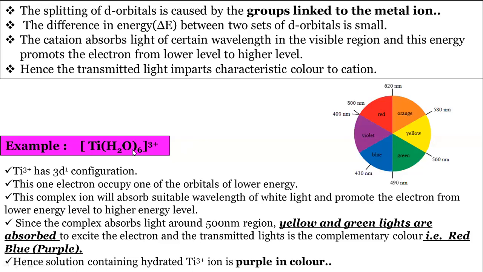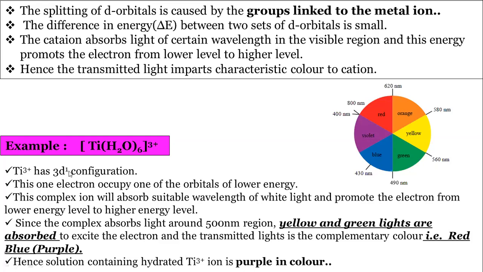So [Ti(H2O)6]3+ is purple colored. First we have to write the electronic configuration of titanium. You know, scandium is 21, titanium has atomic number 22. The outermost electronic configuration of titanium is 4s2 3d2. But titanium 3+ means 3 electrons have to be removed. 2 electrons will be removed from the 4s2 and 1 electron from the 3d. So 1 unpaired electron will remain in the 3d orbital.